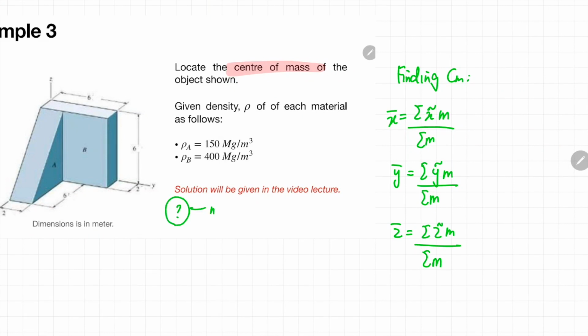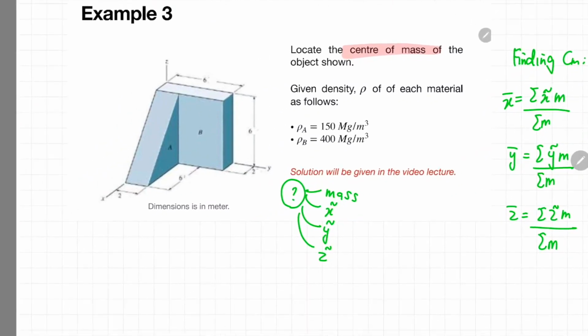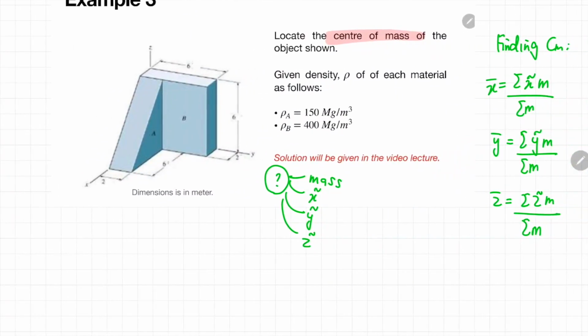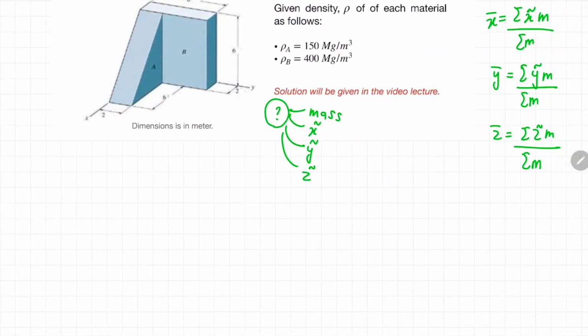The first one is we have to identify the mass of every single shape, and then we have to sum it up. And then, what is the coordinate of the centroid, x curve, y curve, and also the z curve. Then only we can calculate the centroid of the entire body, x bar, y bar, and also z bar. So let's first solve for the first part, which is part A.